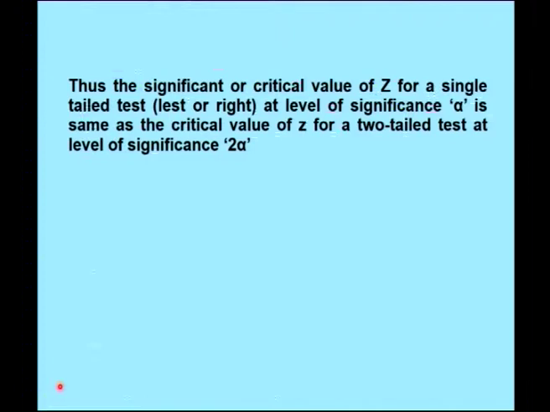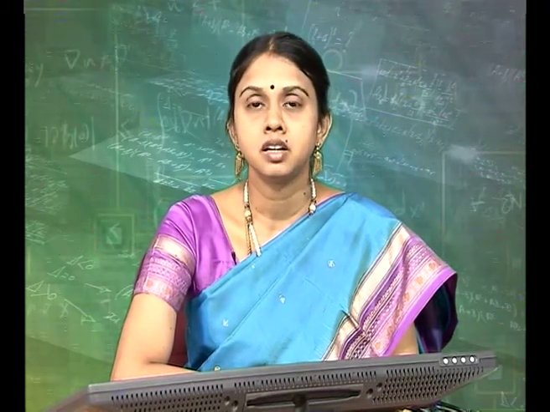Thus, the critical or significant value of Z for a single-tailed test, that is left or right, at level of significance alpha, is the same as the critical value of Z for a two-tailed test at level of significance 2 alpha. When you determine the case as a two-tailed test and you want to refer to the tabulated value, you can see the two-tailed tables as they are. Whereas, when you determine the test is one-tailed and you want to refer to the tables for the tabulated value, then you have to refer to the same tables for the two-tailed test at alpha divided by 2.